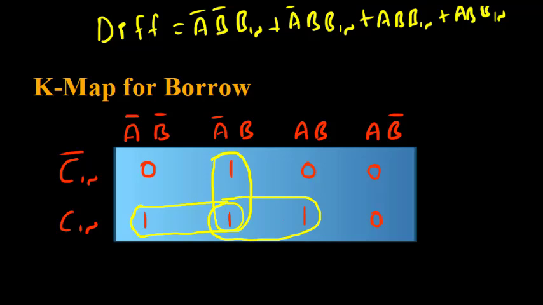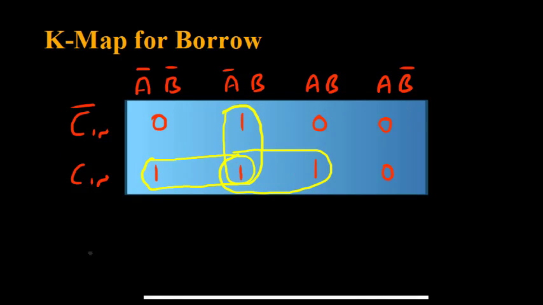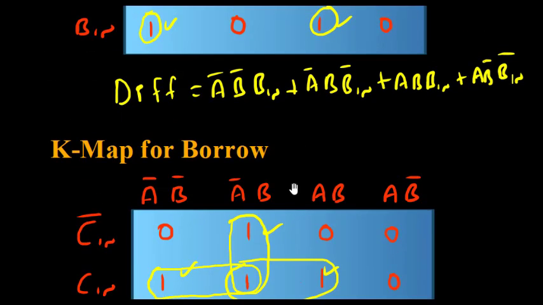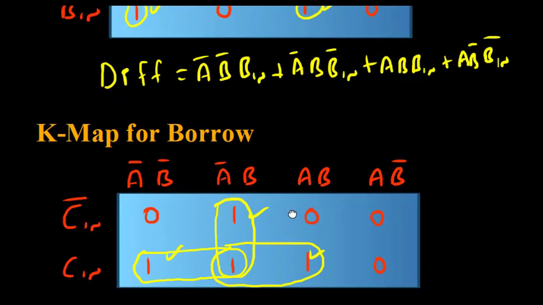Now we write the equation for the pairs from the K map. This is borrow, I write BO. The equation of the first pair is A bar BIN bar, then A bar B, and the last one is B BIN. So these are the 2 equations. Now we'll see how to implement them using AND-OR logic.